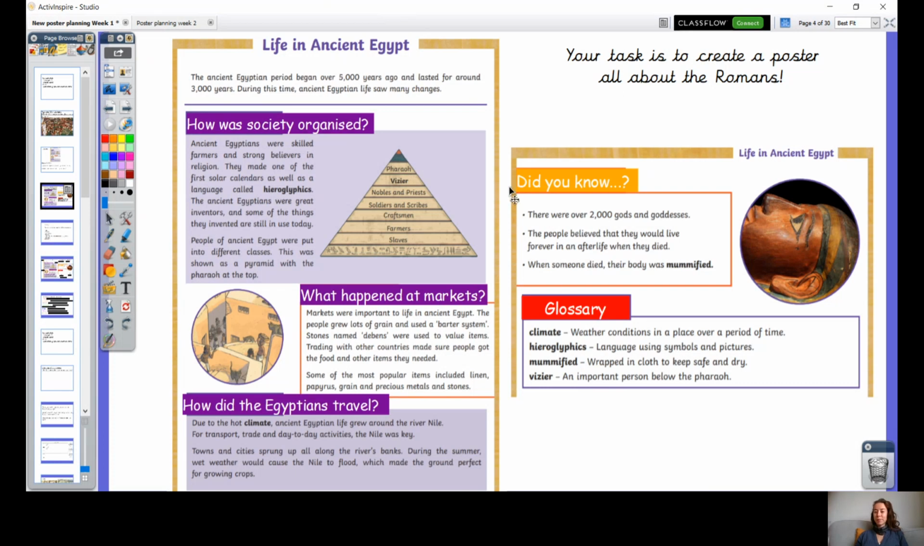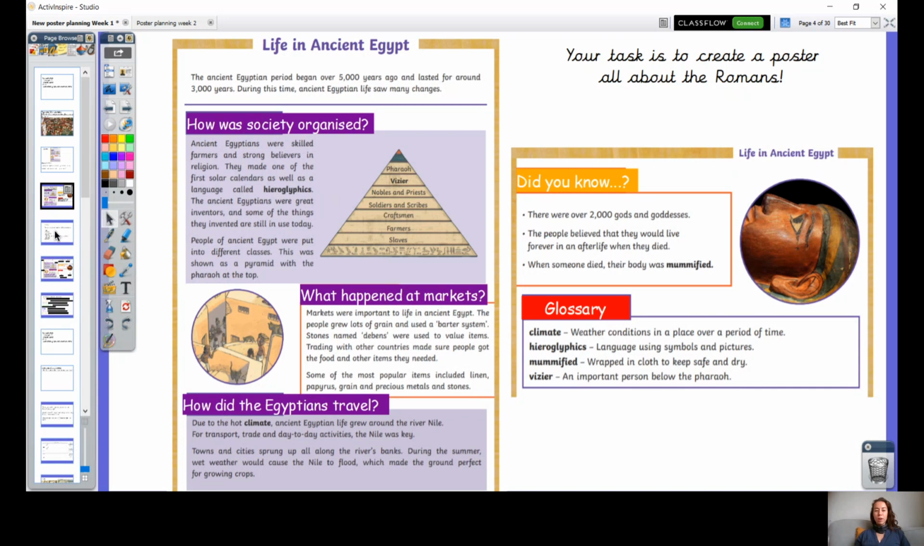Did you know? There were 2,000 gods and goddesses. Did you know the people believed that they would live forever in an afterlife when they died? Did you know when someone died, their body was mummified? And here underneath we've got a glossary. We've got some tricky words here, haven't we? I won't read those out for the moment, but you get the idea.